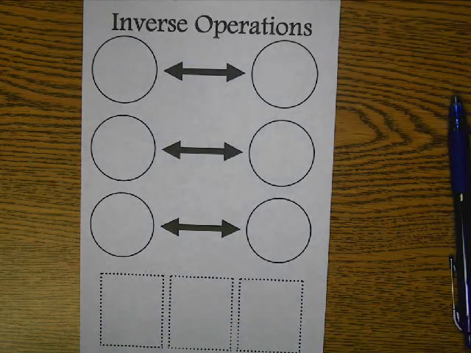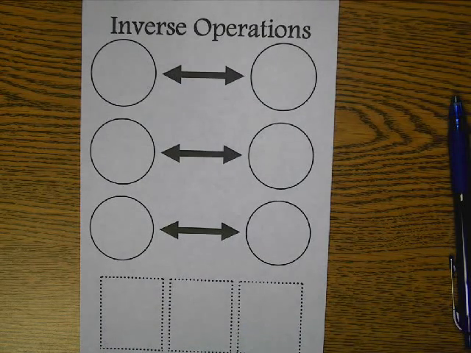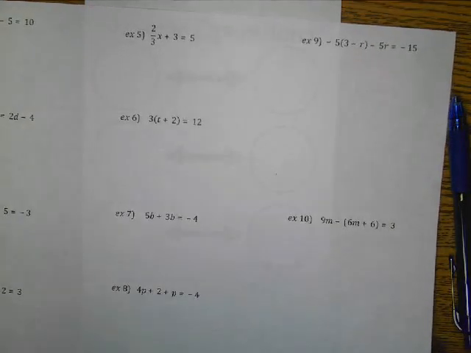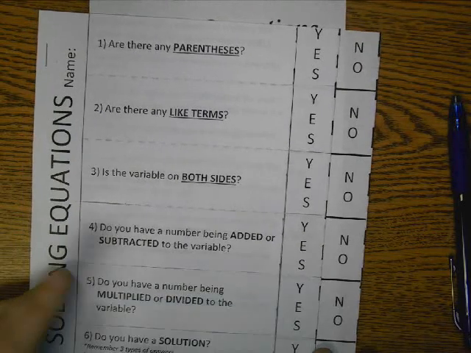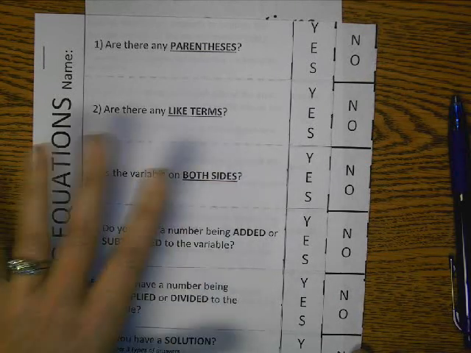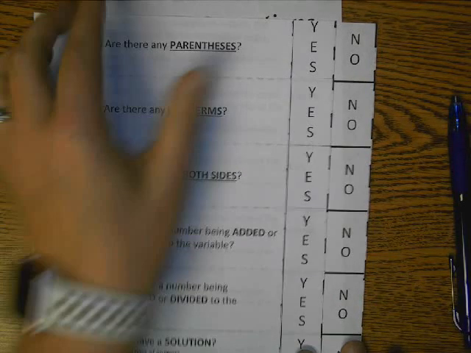So this first page right here, you're going to actually need three things today. You'll need this page right here, inverse operations. You will need this page right here, which is all of the examples that we're going to use to solve equations. And then you'll need this packet foldable right here, which I will show you how to use in just a minute. But it should be pre-made for you. You might just have already needed to cut along the little things.